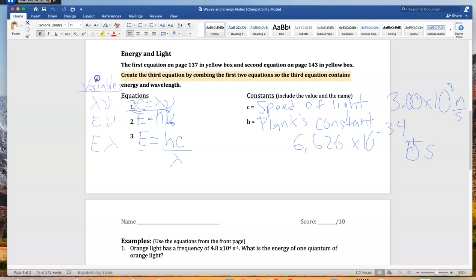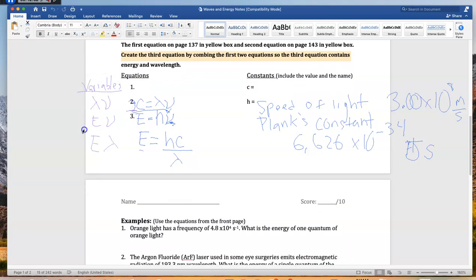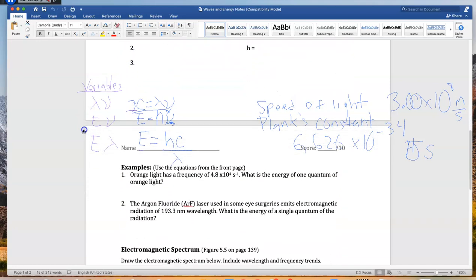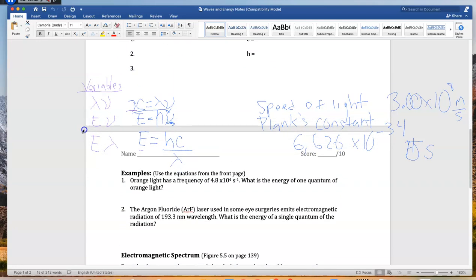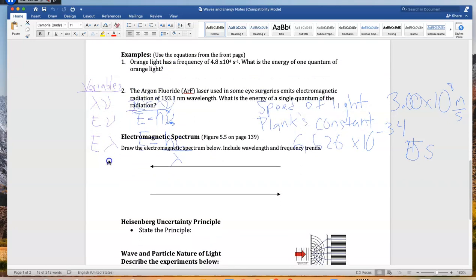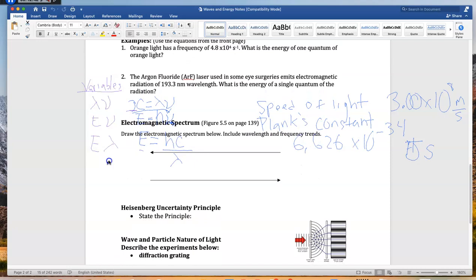All right. This becomes important because if I ever need to calculate how much energy there is and they only gave me the wavelength, I want to know what my equations are and what relates. Okay? All right. How's that? Good to move on? All right, here we go. Example problems. I'm going to try to get that so it's in there.